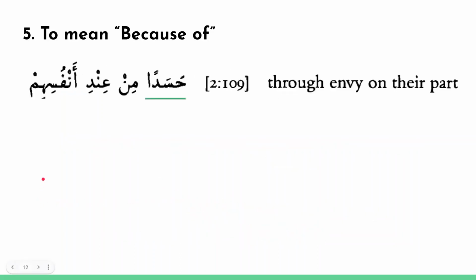Alright, and then the final reason why you might see an ism in the mansub case is to indicate because of. So if you see the word here, hasadan min indi anfusihim, if I was just to translate this, I would say envy from themselves or something along those lines. I would say like envy on their parts. But because hasadan is in the mansub case, this is used to indicate that what is being said here is because of envy on their part. Hasadan min indi anfusihim, through envy on their part, or because of envy on their part.